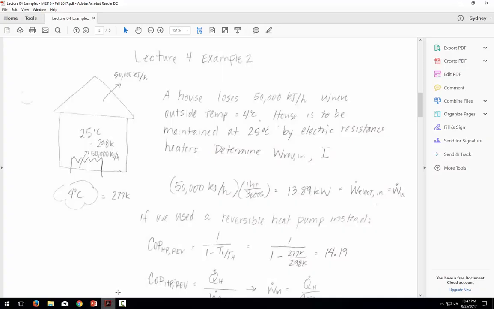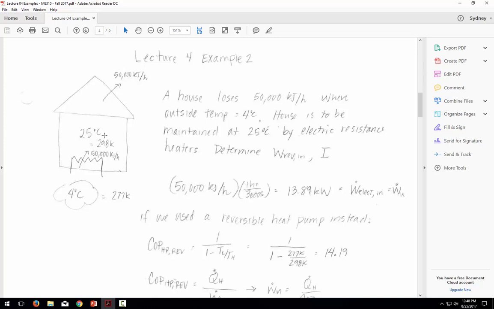Okay, so another way of looking at this problem is that right now we're using these electric resistance heaters to heat our home. And in order to replace the heat that's lost, we have to input a work of 50,000 kilojoules per hour. And this is actually a power input, so kilojoules per hour would give us a term of watts.